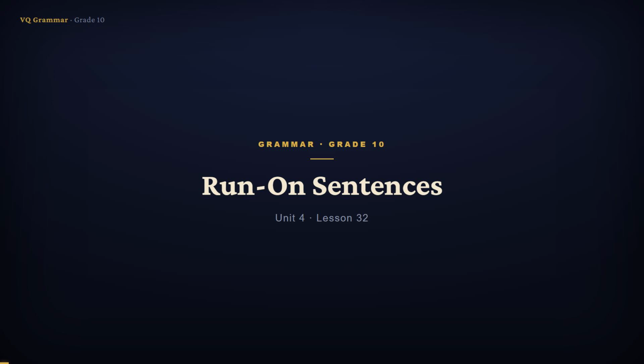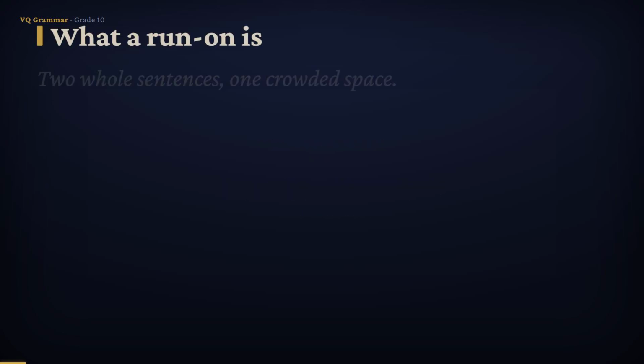Last time, we looked at the sentence fragment, a piece of a sentence pretending to be a whole one. Today, we swing all the way to the opposite problem, the run-on sentence, where two complete thoughts get jammed together with nothing to keep them apart. Let's untangle it. So, what exactly is a run-on?